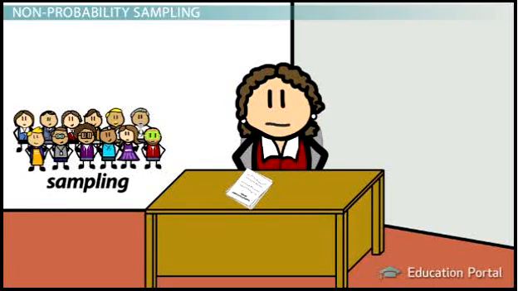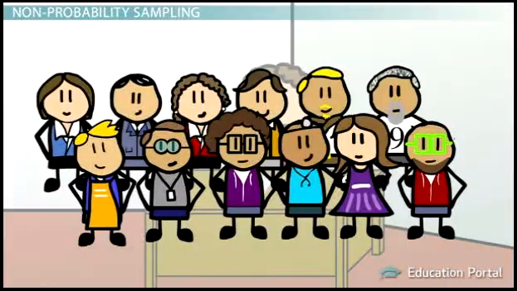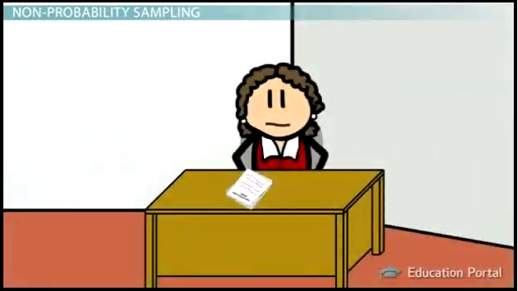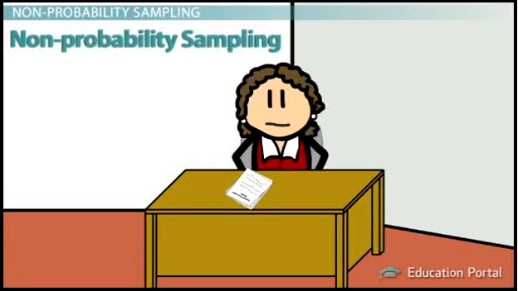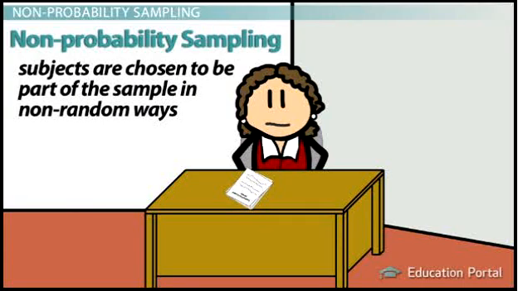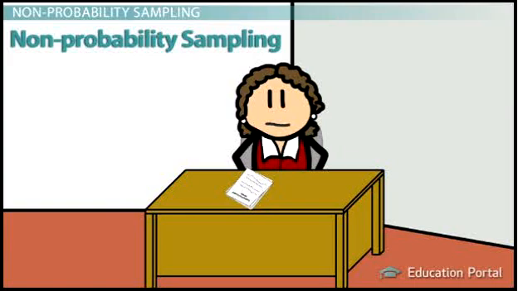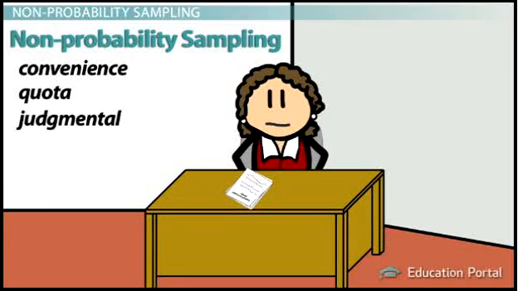The goal is to choose a sample that represents the whole population so that Kiera can make inferences about the population from her sample. One major category of sampling techniques is called non-probability sampling. In non-probability sampling, subjects are chosen to be part of the sample in non-random ways. Let's look closer at three non-probability sampling methods: convenience, quota, and judgmental sampling.